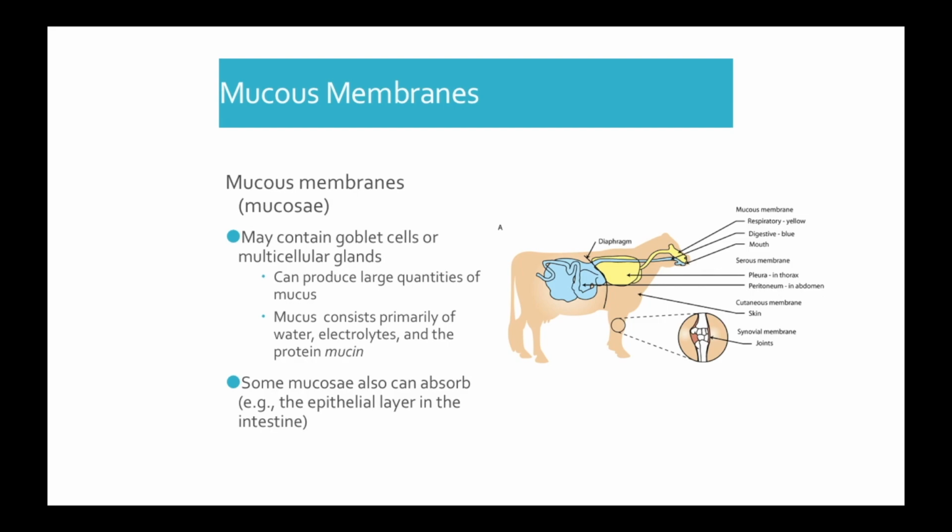So mucous membranes continued, they may contain goblet cells or multicellular glands. They can produce large quantities of mucus, thinking about the GI tract, etc. And mucus consists primarily of water, electrolytes, and the protein mucin, which gives it its slipperiness and sliminess. Some mucosae can also absorb, such as the epithelial layer in the intestine.